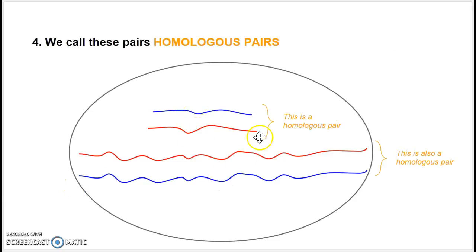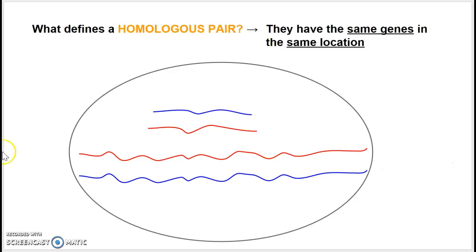All right. Now, these 2 pieces of DNA that are very similar, we call homologous pairs. Homologous meaning similar, and pairs because there are 2 of them. So in this picture, we have 2 homologous pairs. Now, one of our key vocab terms for this talk is: what is a homologous pair? What defines it? There are 2 ideas here. The first is that they have the same genes, and the second is that those genes are in the same location.